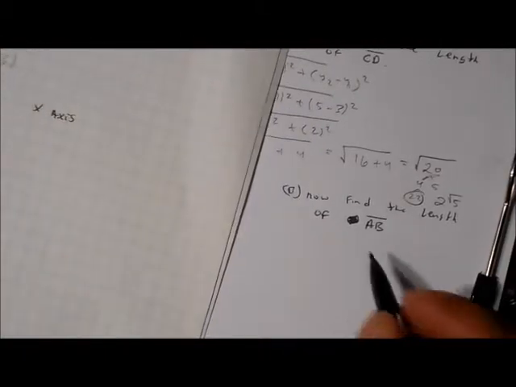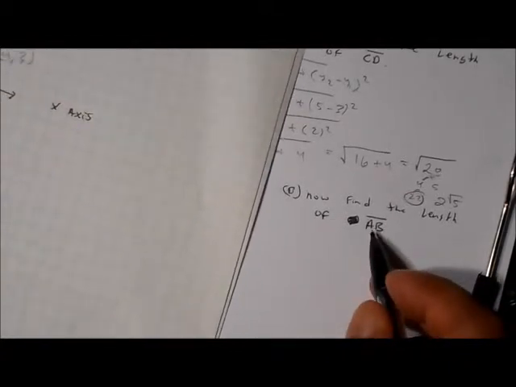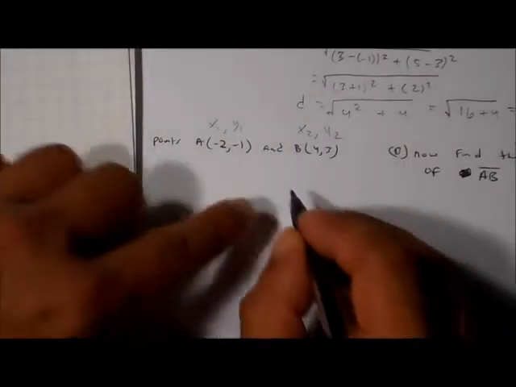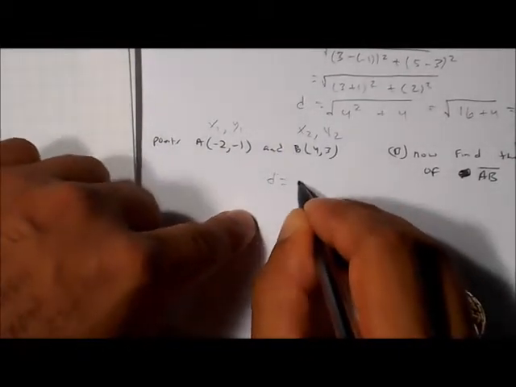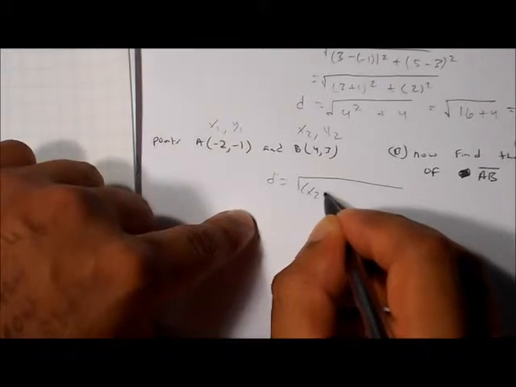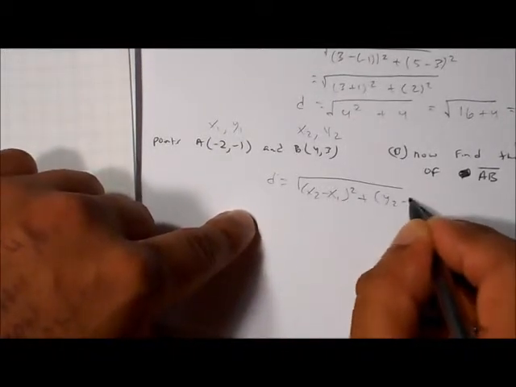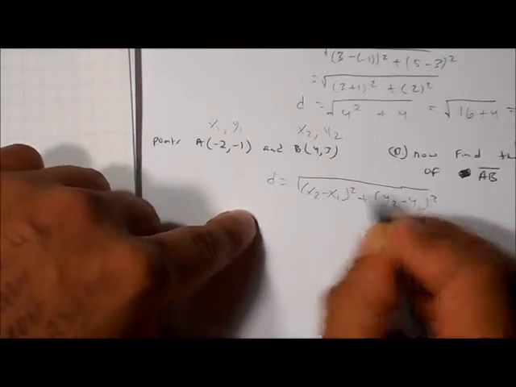Okay, now let's go ahead and find the distance. Now find the length of line segment AB. Okay, so what are we going to use? Distance formula. So if we use the distance formula, we can just use our formula again and rewrite it: the square root of x2 minus x1 squared plus y2 minus y1 squared.